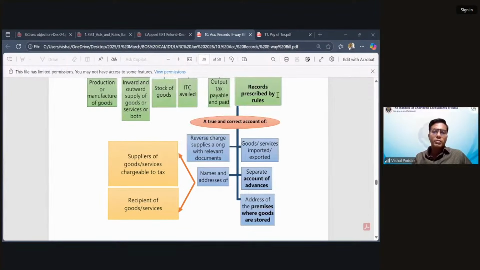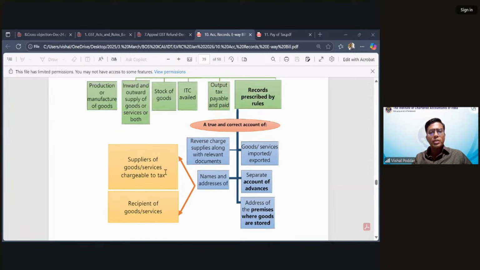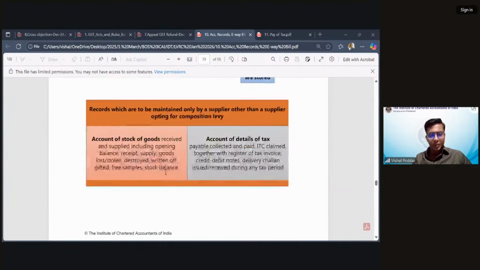Further, records which are prescribed by the rules are: there should be records of reverse charge supplies along with relevant documents, of goods and services which are imported, exported. Further, separate accounts of advances and addresses of the premises where goods are stored. Besides this, you should have details relating to names and addresses of suppliers of goods or services chargeable to tax and even your recipients. So these are the details which are supposed to be maintained in your records, and these records have to be maintained at every place of business.